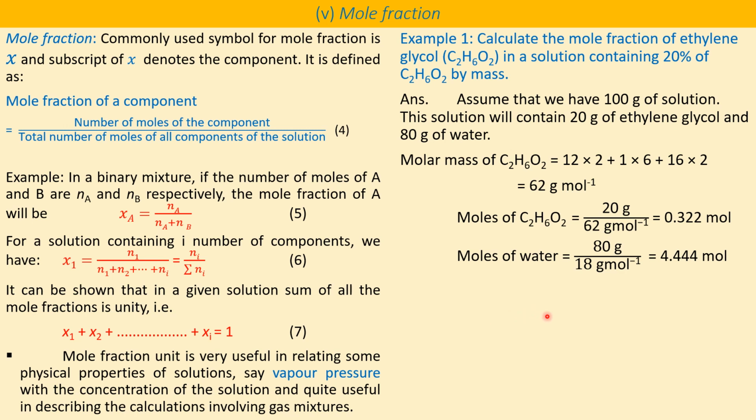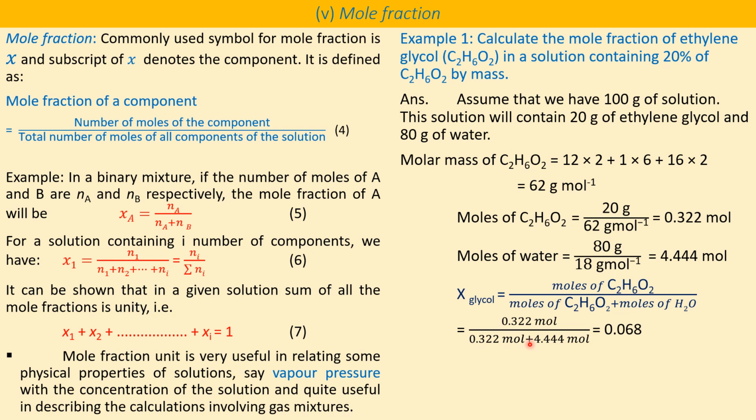4.444 mole. So therefore, the mole fraction X glycol will be moles of C2H6O2 divided by moles of C2H6O2 plus moles of H2O. Therefore, that becomes 0.322 mole divided by 0.322 mole plus 4.444 mole. That is equal to 0.068.